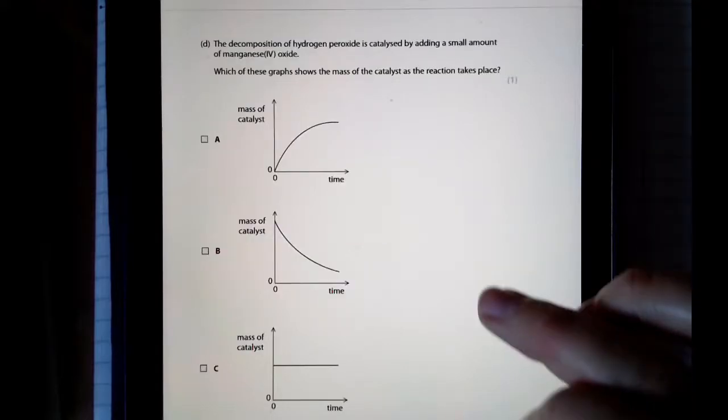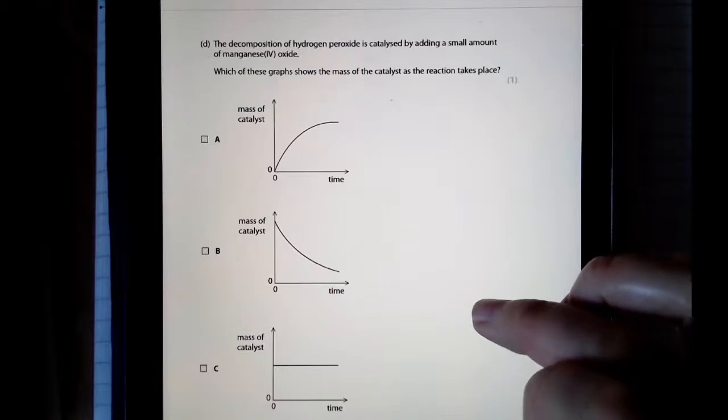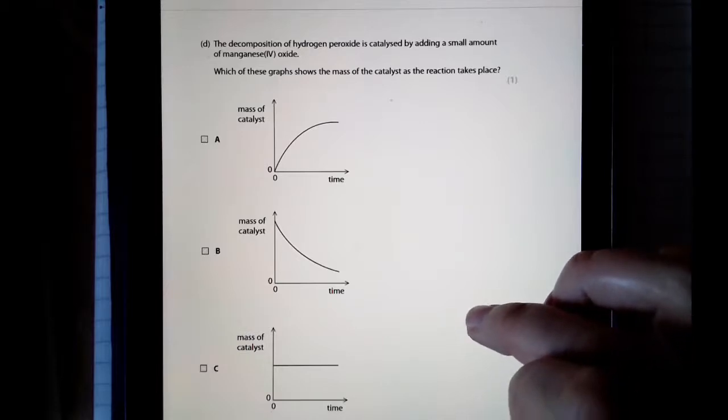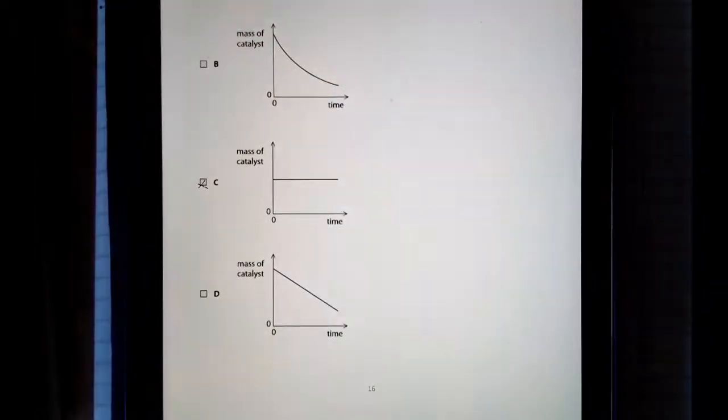This next question relates to a catalyst. We saw that catalysts do not change during a chemical reaction. If the catalyst isn't changing, then you would expect the mass to stay the same, and the graph that shows the mass staying the same is graph C.